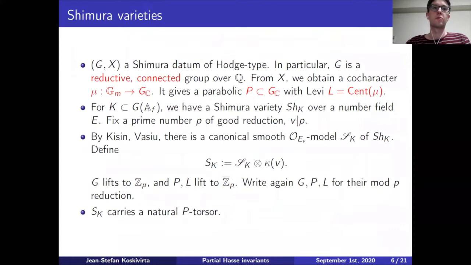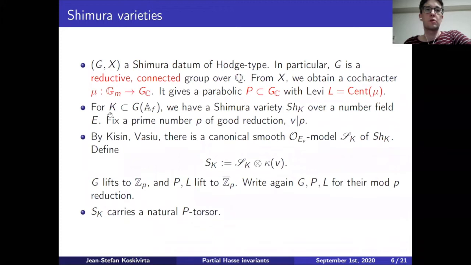So about Shimura varieties. Let's take (G, X) to be a Shimura datum of Hodge type. So in particular, G is a reductive connected group over Q. By choosing some point in X, we obtain a cocharacter mu of G over the complex numbers. This cocharacter gives rise to a parabolic subgroup P in G_C, and a Levi subgroup L, which is the centralizer of the cocharacter, basically.